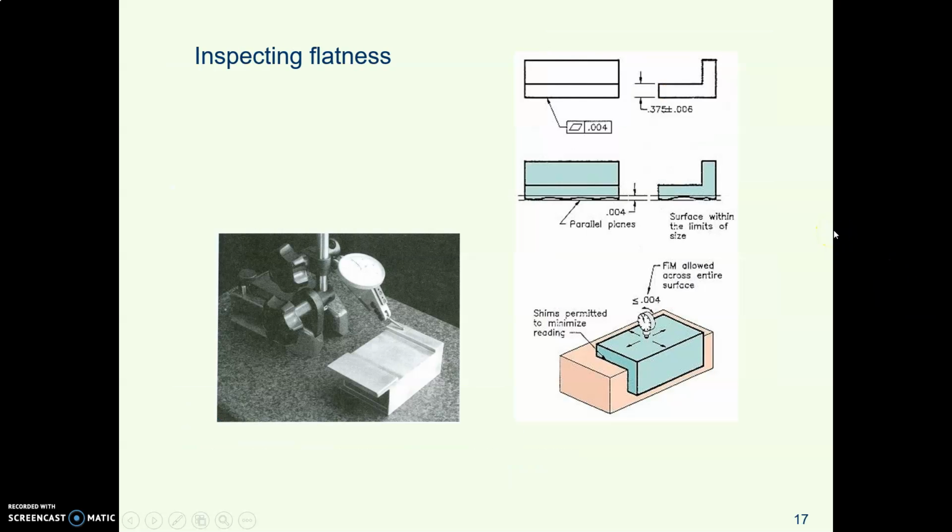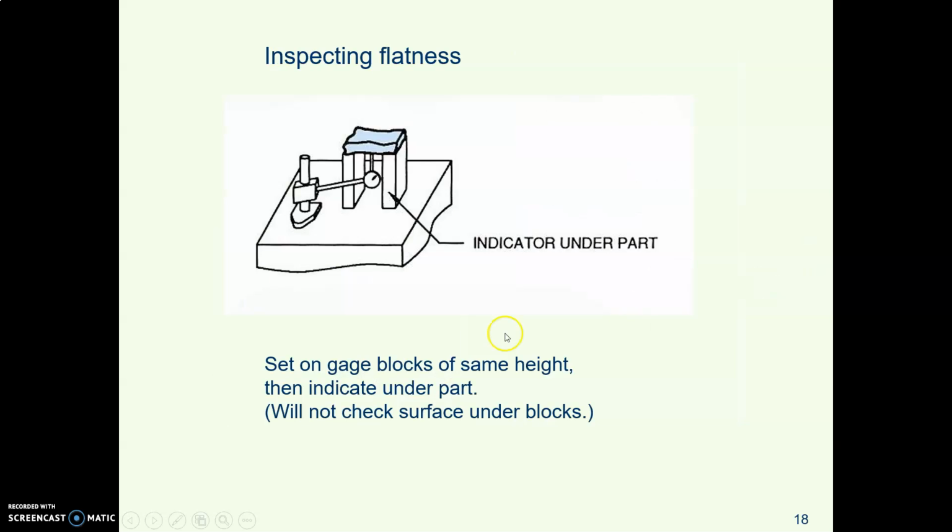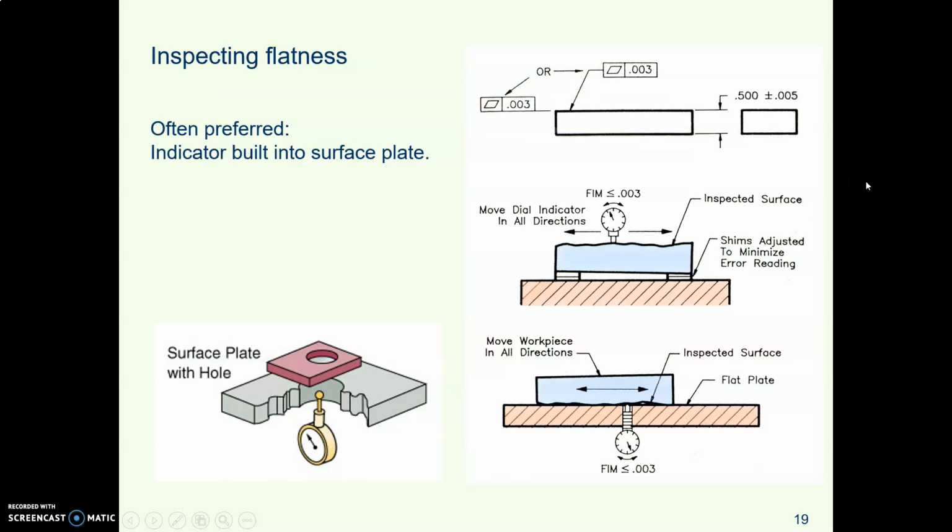Here they are again. They could put the part up on some kind of supports and run the indicator underneath the part. What they won't be able to do is measure the flatness where the part sits on the blocks, but they could maybe rotate it and do something or other. So this is a way to inspect the flatness of that surface.